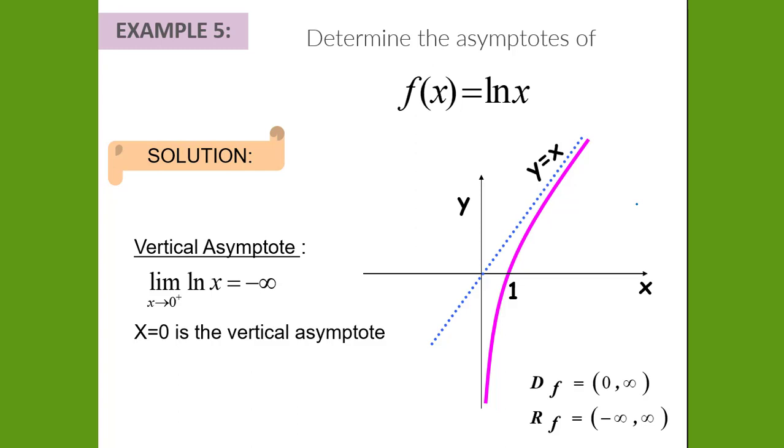So this is the graph. The asymptote is when x is equal to 0. And when x tends to positive infinity, the graph also tends to positive infinity.